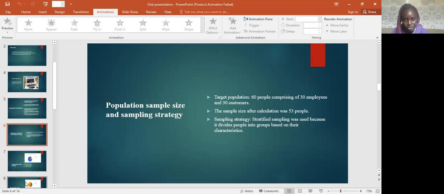The sampling strategy was stratified sampling, which was used because it divides people into groups based on their characteristics. So this strategy divides people according to their characteristics.